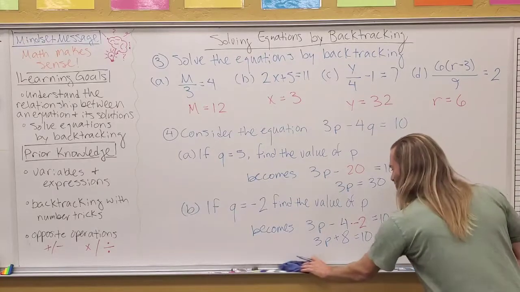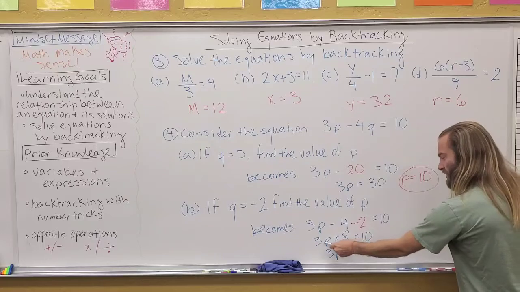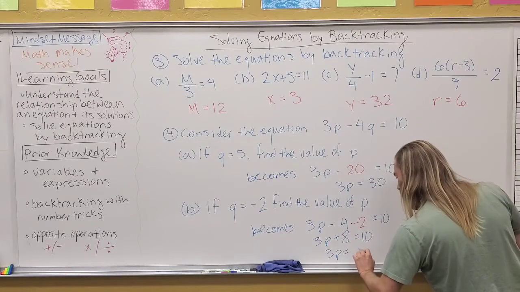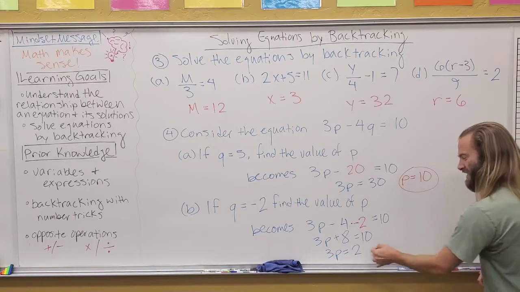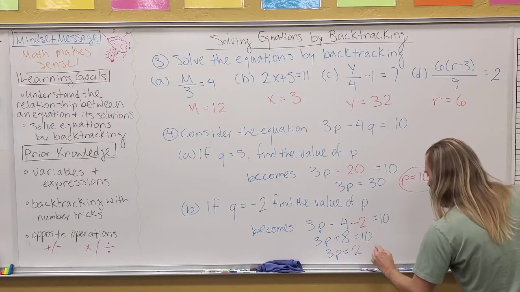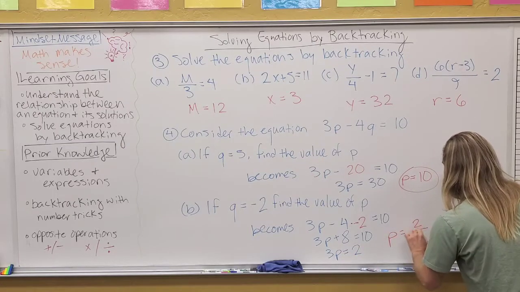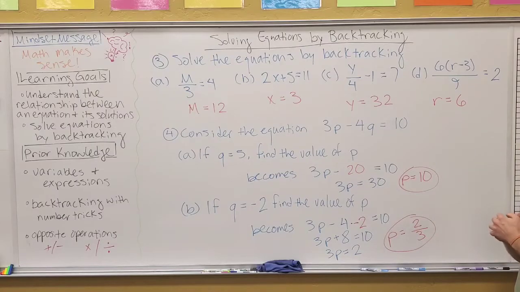And then if we backtrack this, I get 3p equals, I need to subtract 8, equals 2. And then, yeah, this isn't really the greatest number because I need to divide by 3, but p equals 2 divided by 3. That's still okay and it works.